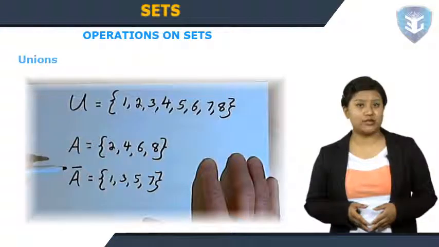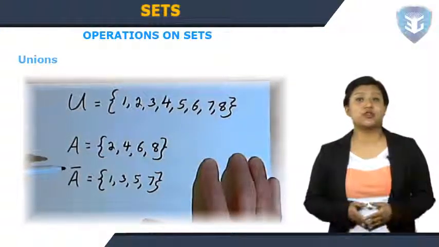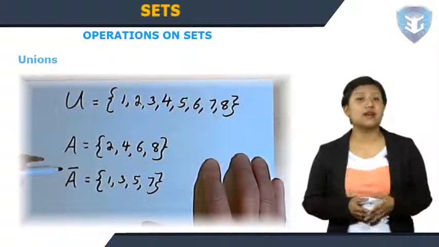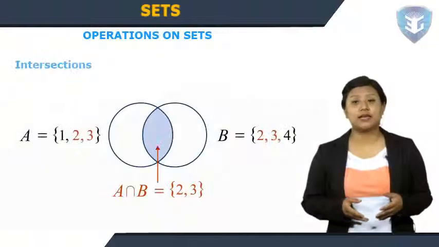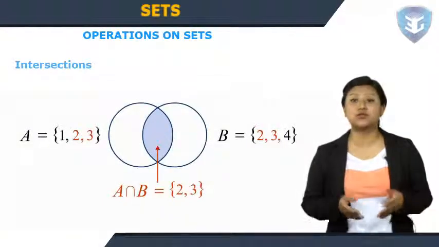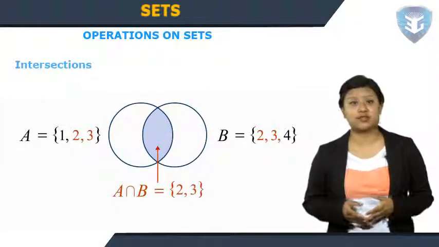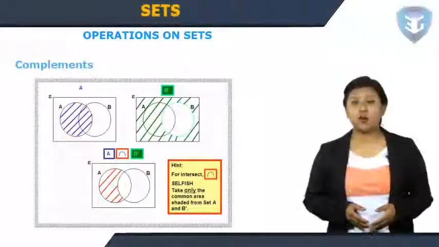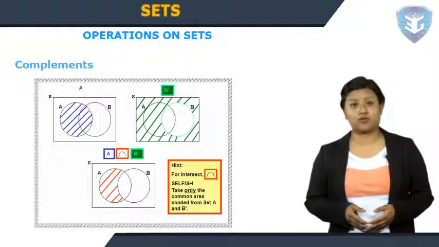Let's learn about operations on sets. Unions. A union is essentially the act of adding multiple sets together to combine the elements into a single set. Intersections. An intersection makes a new set from the common elements of the sets involved. Complements. There are two complements, the relative complement and the absolute complement.